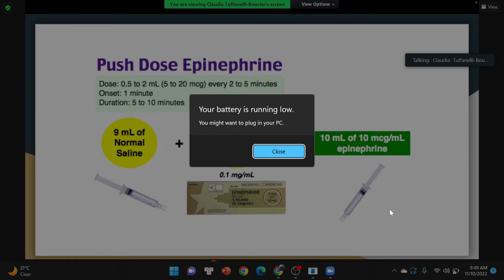When you have it, you could give, here it says 0.5. I would never just give 0.5 mL of the push dose epinephrine. It's hard to measure that amount when you're giving it in a syringe. You lose a lot in the tubing. So I would do 1 to 2 mLs every 2 to 5 minutes. And then wait about a minute and make sure that it circulates before you see what you're doing. You can give this just fine through a peripheral IV.